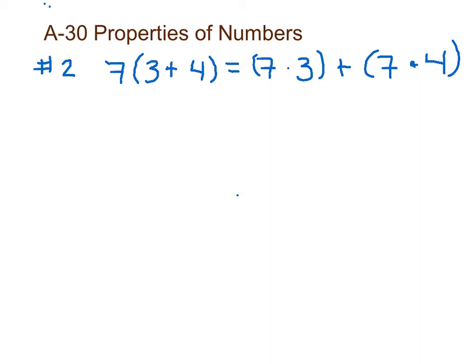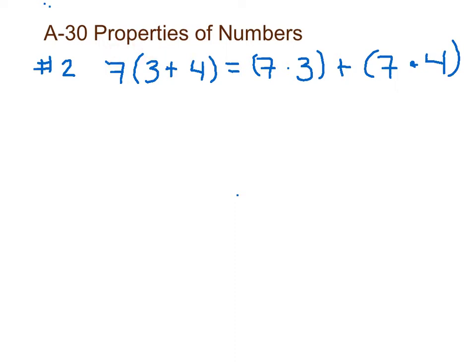So I'm going to do number 2 from your homework, which is 7 times the quantity 3 plus 4 is equal to 7 times 3 plus 7 times 4. I want to know which property this is, so I look at it and I say, look, what I actually did was distribute that 7 to both terms, right?